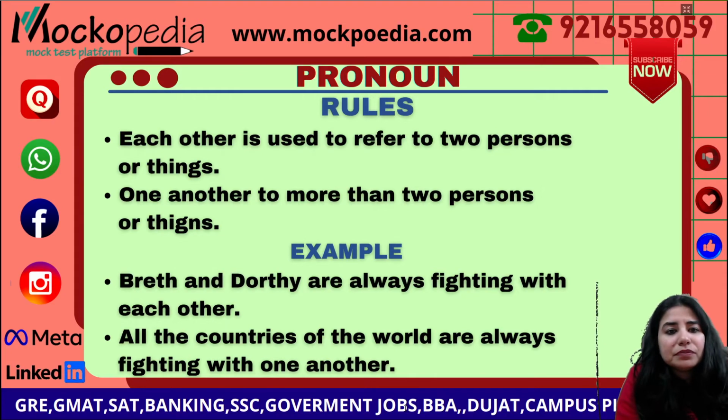Now, each other is used to refer to two persons or things. One another is used for more than two persons or things. So, like I'll say, Brett and Dorothy are always fighting with each other. So, they're two people, right? All the countries of the world are always fighting with one another. So, this is all the countries, so more than two.